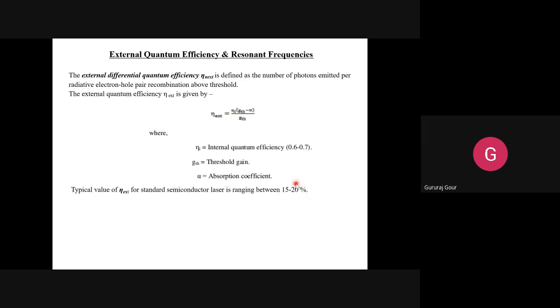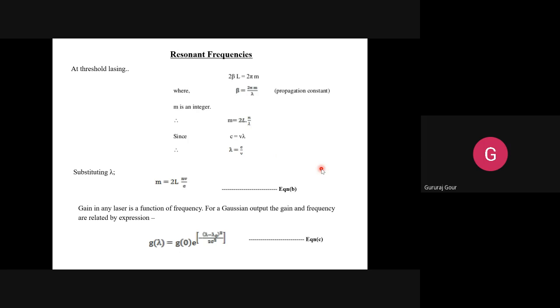This also I suggest you remember. This is quite useful in solving the numericals. Suppose he gives you all the other things and you assume the internal quantum efficiency in the range 0.6 to 0.7, and he asks you to find the external differential quantum efficiency, your answer should be in this range. So it is going to verify whether you got the correct answer or not. These two values, I suggest you remember along with the formula.